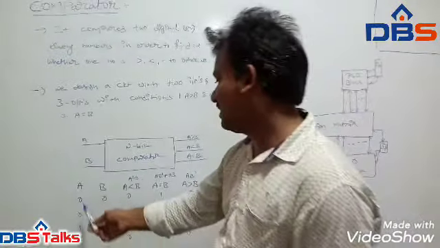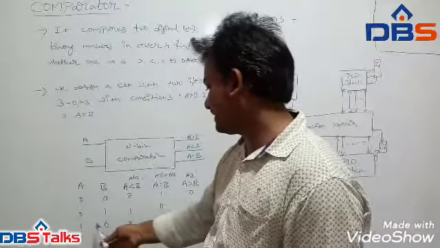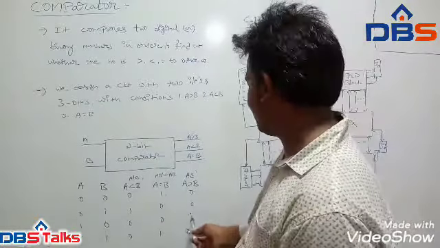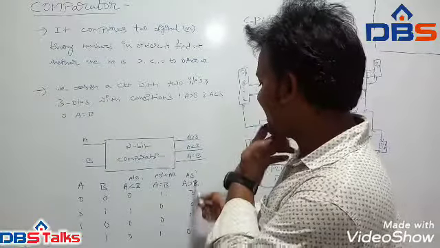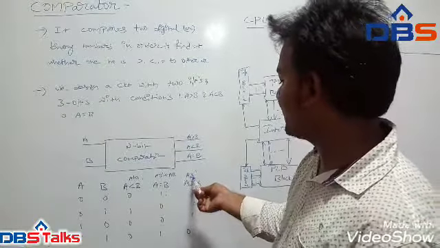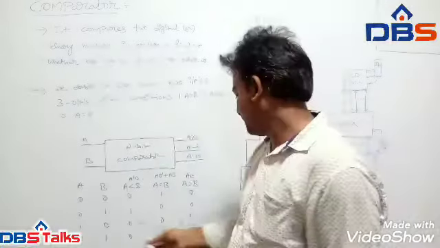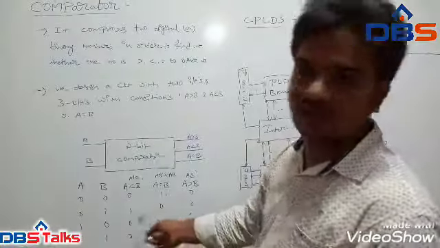Next case, A is greater and B is lesser, that is A greater than B. So that will be high. The resultant form is A into B bar. So here A is greater than B and the remaining conditions are 0.